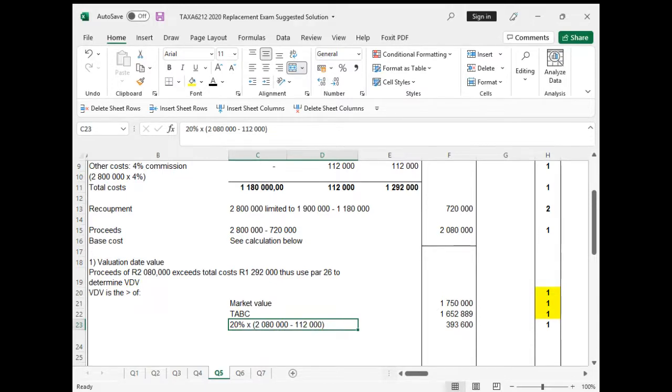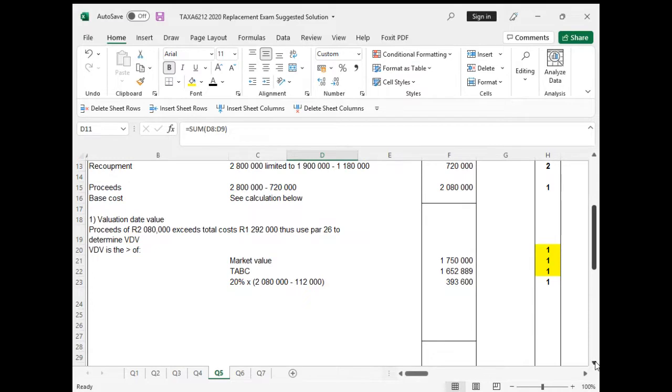Okay, so how you apply the proceeds is you take the proceeds and you deduct any cost after 1 October 2001. So that 112,000, you deduct it off the proceeds value to work out the 20% of the proceeds amount to get to a value of 393,600.